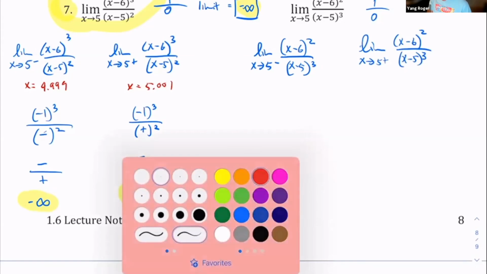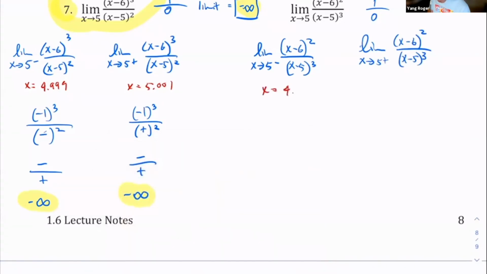So what numbers are we plugging in? From the negative side, you're imagining it's like 4.999. And from the positive side, it's like x equal to 5.001, for example. And let's see what we get here. When you look at the numerator, we're going to get -1 squared divided by a negative number cubed. So the numerator is going to be positive and the denominator is going to be negative. So that's going to give you a negative infinity for the one on the left.